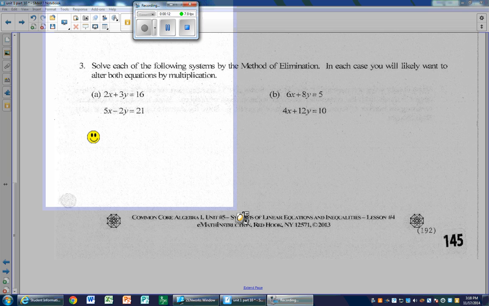Right now, what we're going to do is talk about solving each of the following systems by the method of elimination. In each case, you'll likely want to alter both equations by multiplication. So we take a look at this for elimination. The equal signs are aligned. The y's are aligned. The x's are aligned. And everything on the right-hand side, which is usually a whole number, is aligned also. So, okay, I can do this by elimination, which means I'm going to either add or subtract, trying to get rid of the middle terms.